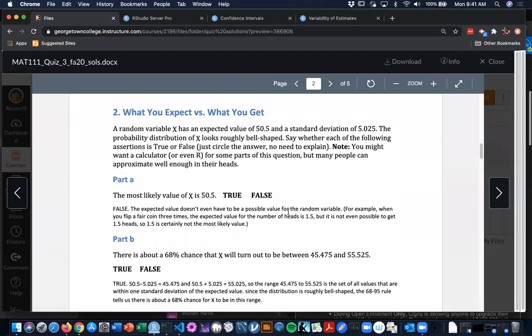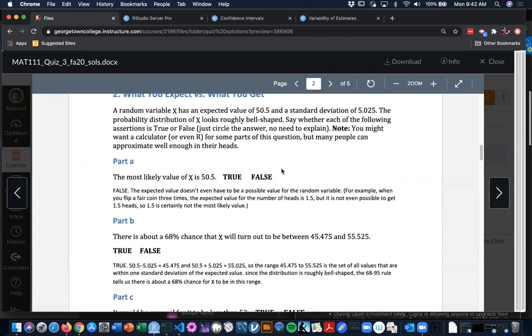Next one, what you expect versus what you get. You've got some random variable, and we're not telling you much about it except that it has an expected value of 50.5 and a standard deviation of 5.025, and that its distribution looks roughly bell-shaped. According to the directions, you don't have to explain your answers here. You just have to say if it's true or false. But I'm giving some explanations down here in the solutions.